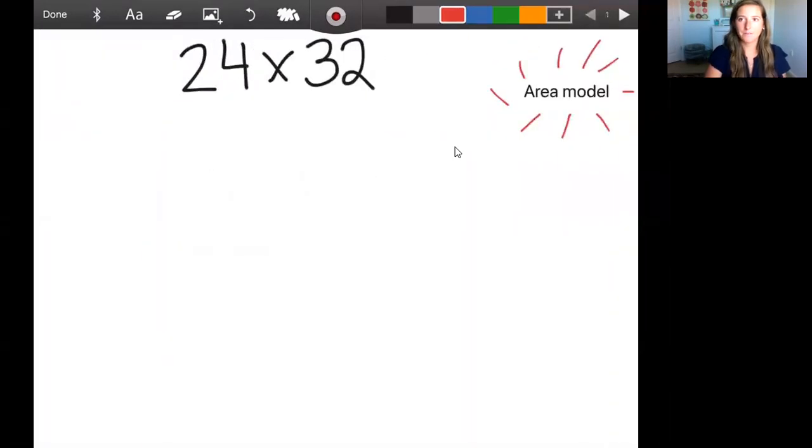Today I want to show you how to multiply 2-digit by 2-digit numbers using both the traditional method and the area model. So we're going to start with the area model. First thing you need to do with the area model is make your box.